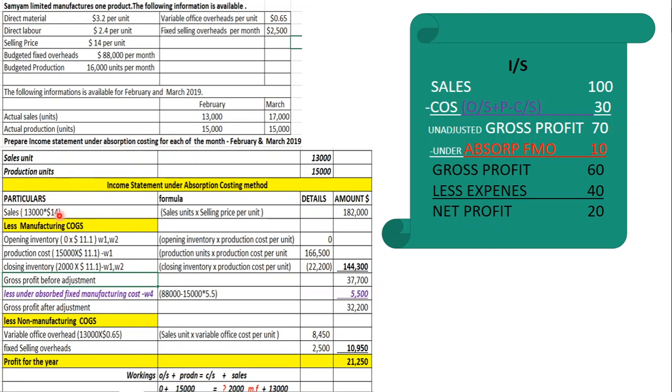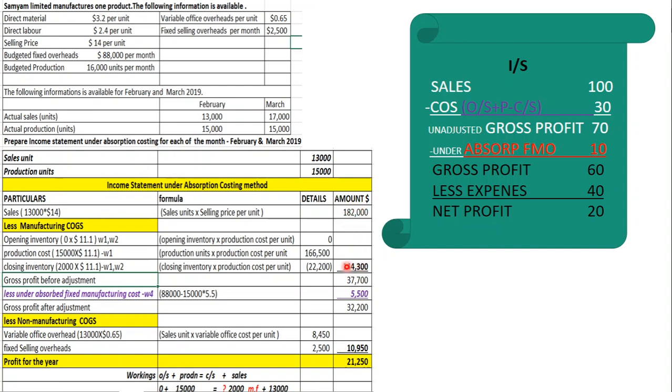So if we have sales up here, less manufacturing COGS, this means cost of goods sold. You can say cost of sales is the same thing. So you can see the opening stock is here, the purchase has been replaced by production cost, and then there's closing inventory. So opening stock we add with the production and then we deduct closing stock. This bracket represents minus. So when you solve this part, you get 1,44,300 as your cost of goods sold, manufacturing cost of goods sold.